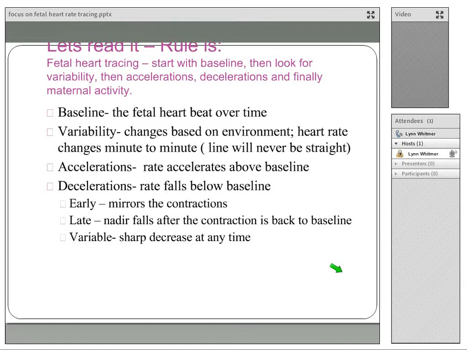Cord compression. So let me review very briefly. Decelerations come in three flavors: early, late, and variable. Early being head compression, late being placental insufficiency, and variable being cord compression. And we're going to show you pictures of all of those different things.